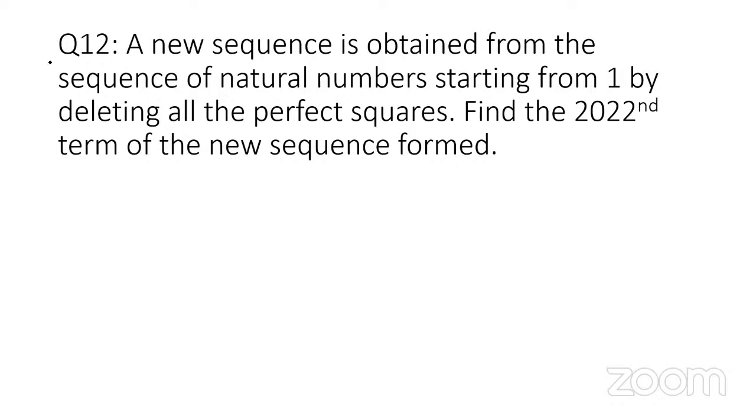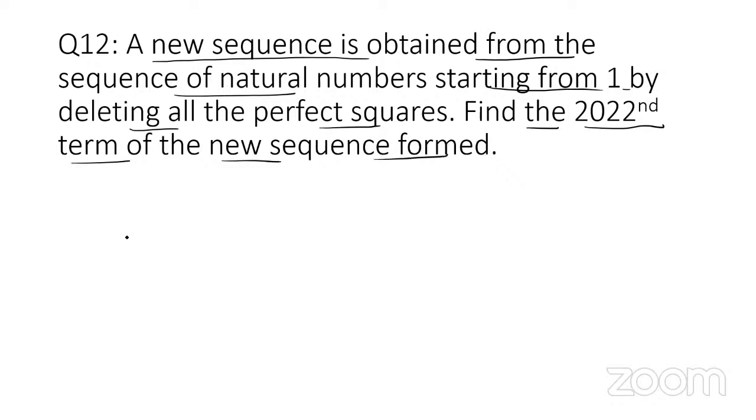Anyways, let's say even if this is the question, we can try to solve it, right? The question is that a new sequence is obtained from the sequence of natural numbers starting from 1 by deleting all the perfect squares. Find the 1022nd term of the new sequence form, right? Guys, a sequence is obtained from the sequence of natural numbers starting from 1 by deleting all the perfect squares.